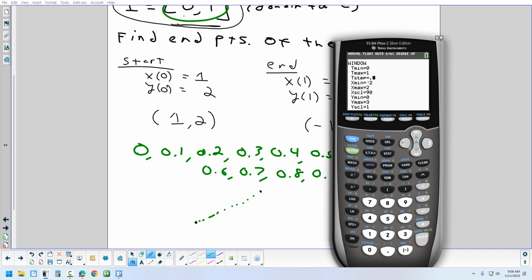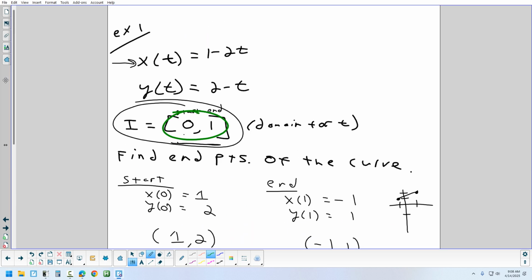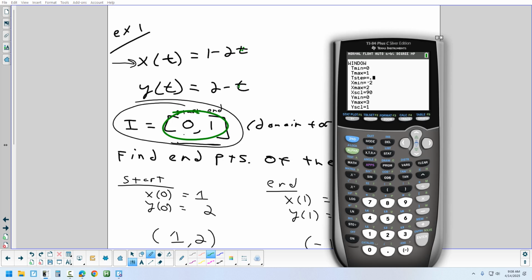How about if I did 0.5? How many points would it plot? Yep. A total of 3. It's going to start at 0. It's going to plug that in for t, plot the point. Then it's going to plug in 0.5, plot that point, and then it's going to plug in 1 and plot that point. So that would still be okay. Right? It's going to draw your picture extremely fast, but it's still okay, it's a linear equation.